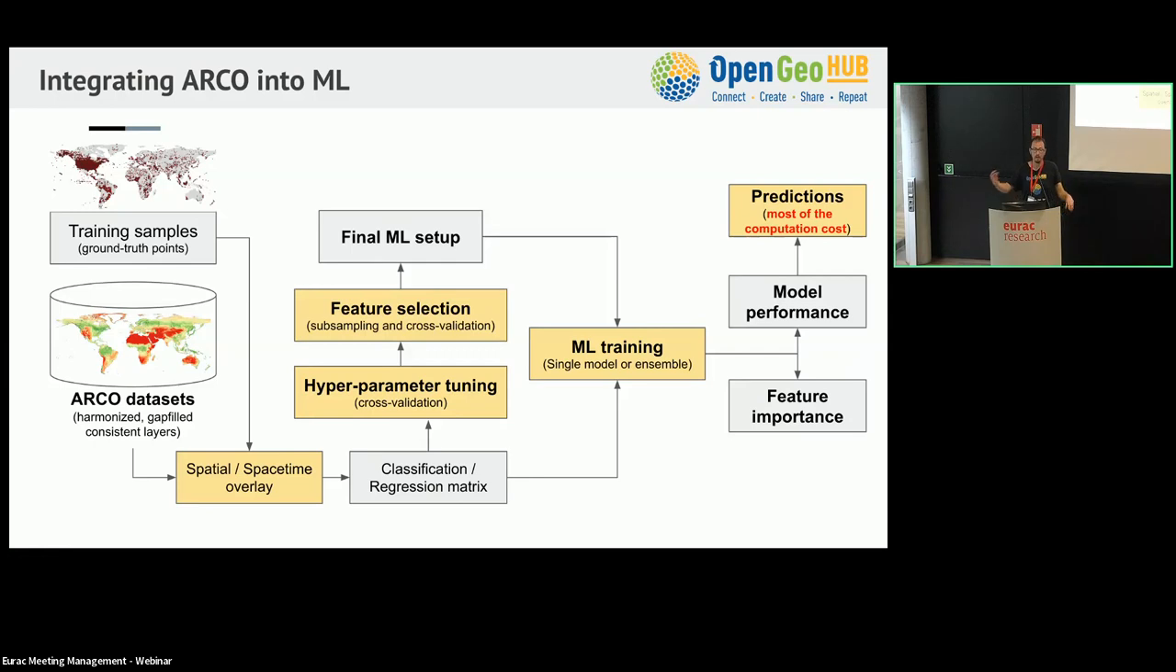For example, when we receive new training data, we just do the overlay, and we can immediately start doing the modeling. If we are missing some of the ARCO datasets, we download and organize them using the same pipeline, and basically we repeat it.